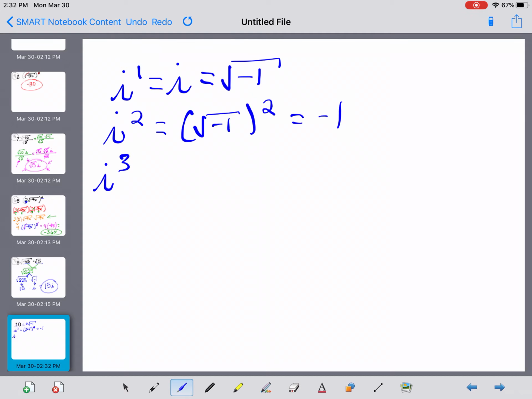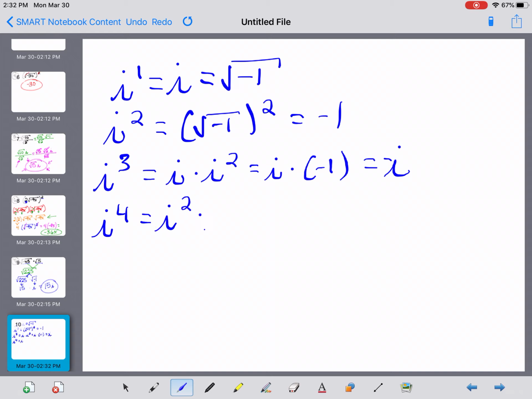i to the third power is just i times i squared, which is equal to i times negative 1, which is negative i. And lastly, we had i to the fourth, which is i squared times i squared, which is negative 1 times negative 1, which is positive 1. So you're going to want to keep this initial rotation in mind if you get i raised to values, especially if it goes more than 4. You're going to have to remember that other lesson that I did on i raised to powers.